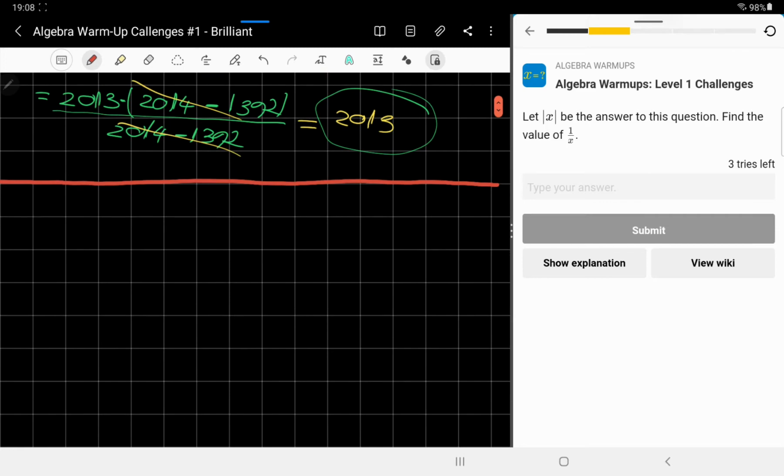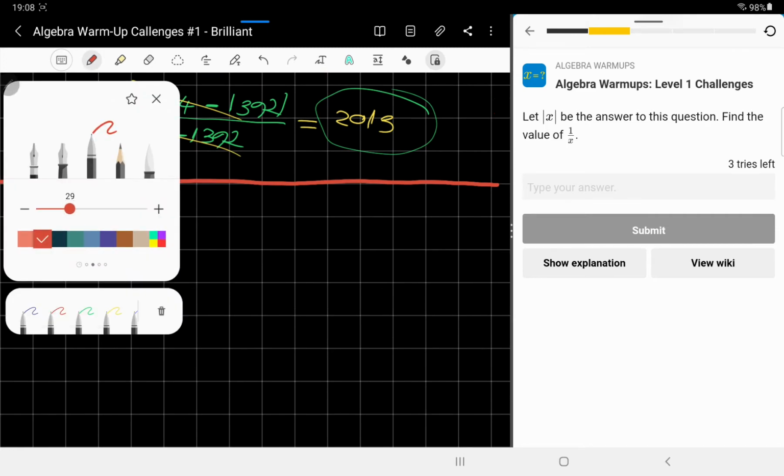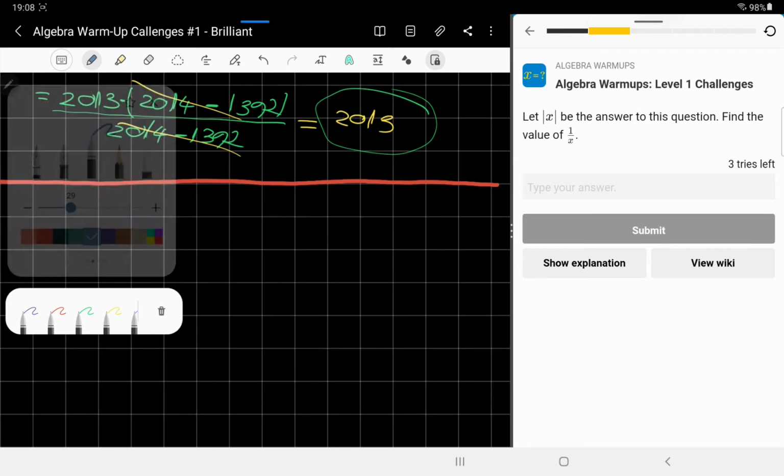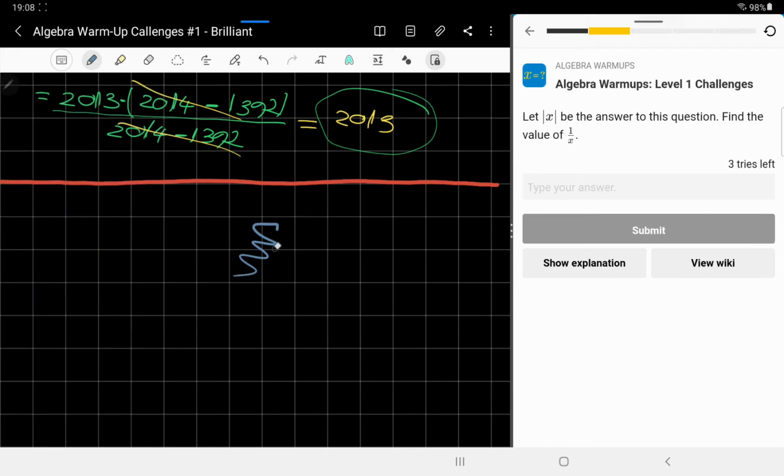Let modulus of x, so let me actually add the dividing line here. Okay, that's good enough. Let's change the colors. Is this visible? Yeah. So let modulo x be the answer to this question. Find the value of 1 over x. So this might be a bit tricky. We might probably look into the explanation or not. So modulus, let x be the answer to this question. Find the value of 1 over x.